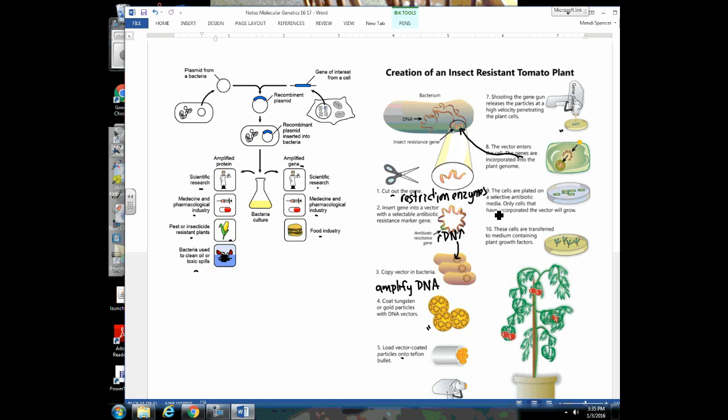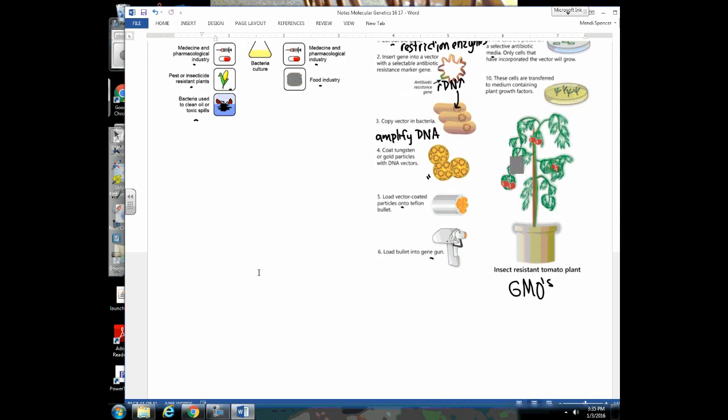Now, not all the cells are going to take up this DNA and be transformed. So we want to be able to select for just the cells that have these new DNA genes. So we're going to grow them on media that allows us to select for just those cells. Whenever those cells start to grow and divide and form little pieces of plant tissue that are viable, then we can transfer them and we can grow them in a different environment, and they can grow into a genetically modified plant that now has a different trait.